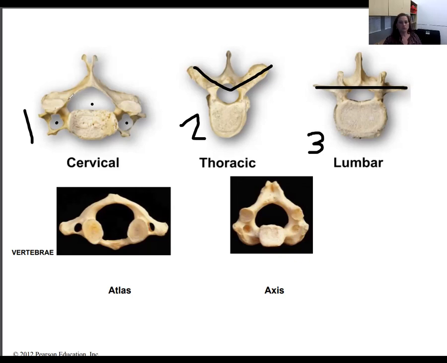Cervical has 3 holes. Thoracic, his wings are V-shaped. And then lumbar, his wings are straight out.